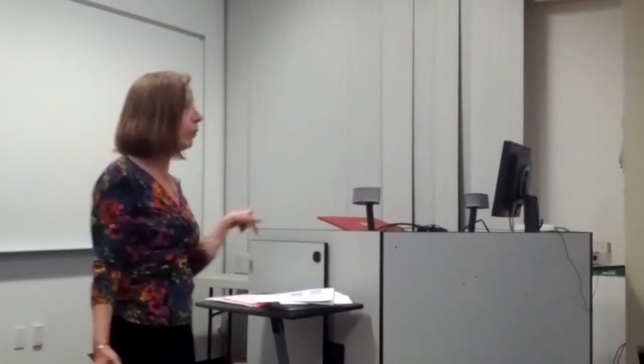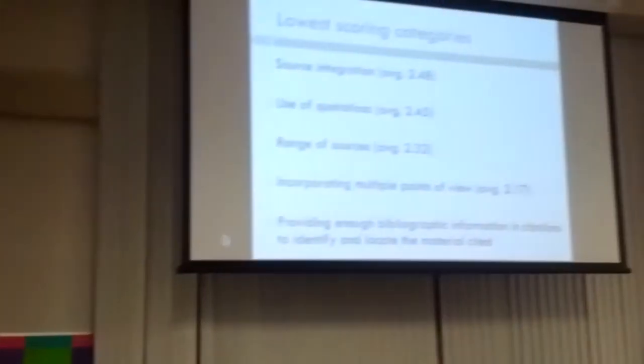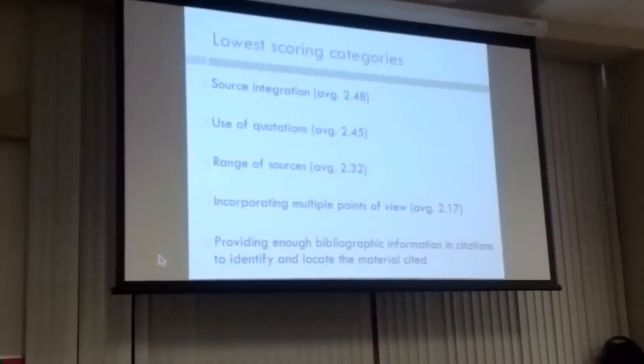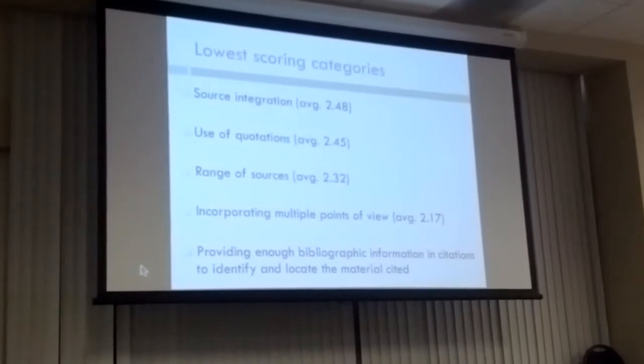The lowest scoring categories were, as Jonathan said, source integration, use of quotations, and by that we didn't mean quote marks, but how they actually integrated those quotes into their writing. The range of sources, so the different kinds of sources that they used, they had a lot of trouble with incorporating multiple points of view into their paper. They were really good at presenting one. If they were getting better, they could kind of do 2, but after that, it really fell off.